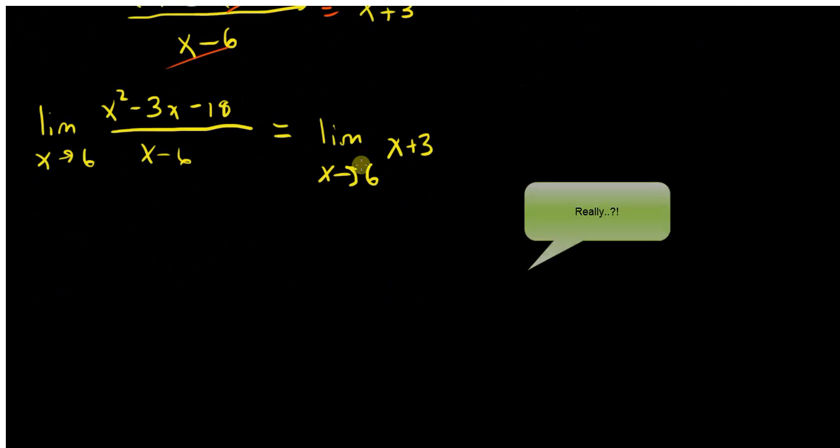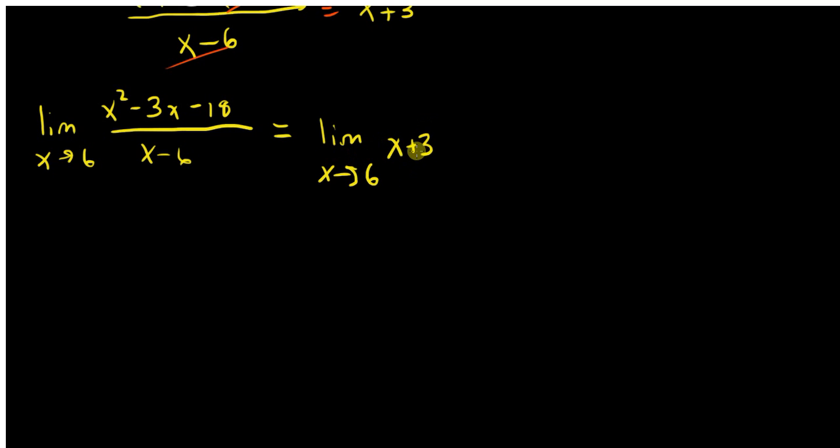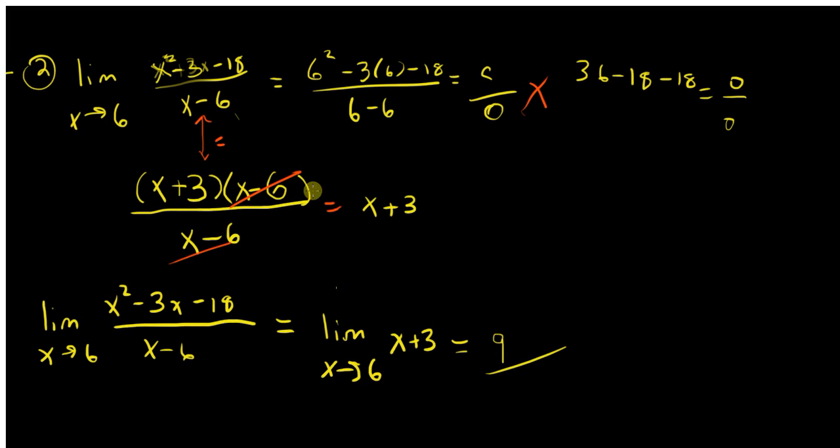So the limit as x approaches 6 of x plus 3 is equal to 9, because this function is just getting closer and closer to 9. So don't say the limit of this function is 0 over 0, because it is not. With simple algebraic manipulation, we can get this undefined point to 9.